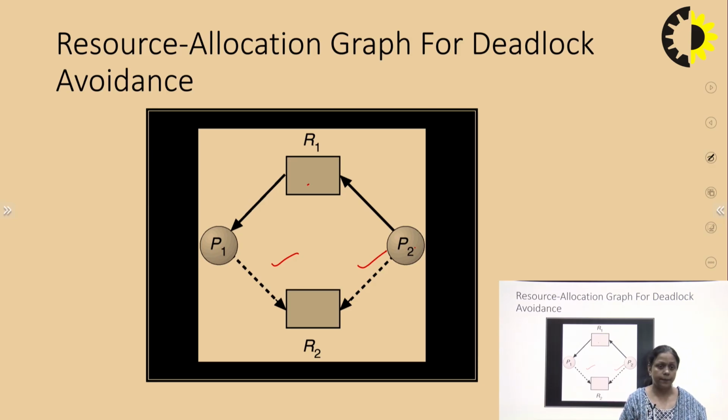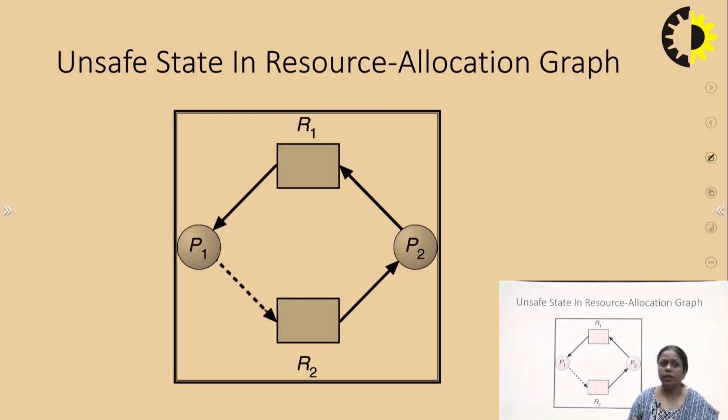dotted lines. If any process demands R2, then this line will be converted into a solid line. For example, P2 demands R2 in the future, then this line will be converted into R2. So if this R2 is allocated to P2, then you will see here this resource is allocated to P2, and there will be more chances of deadlock here. If P1 also demands R2, then there is a chance of deadlock.